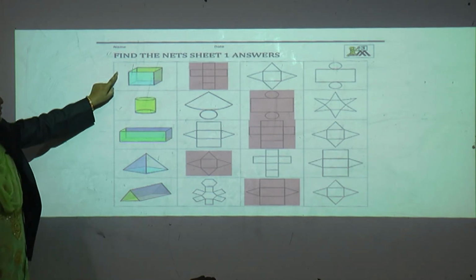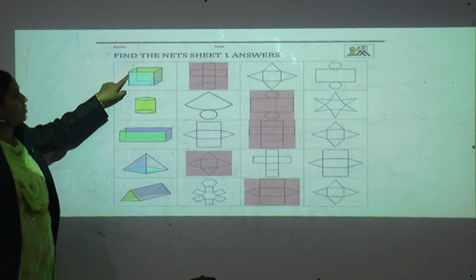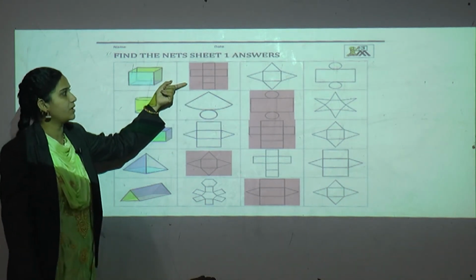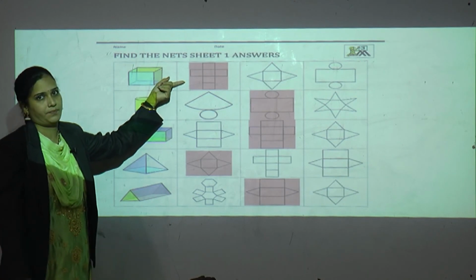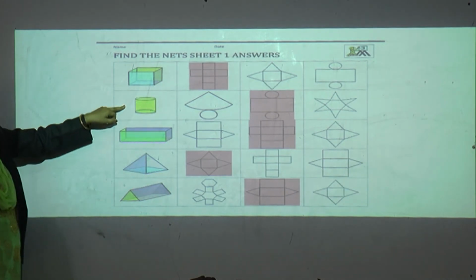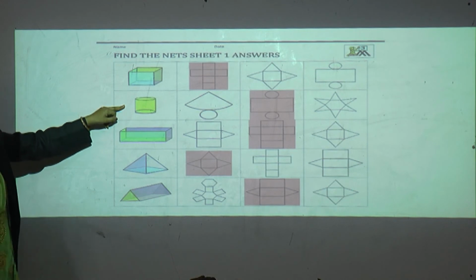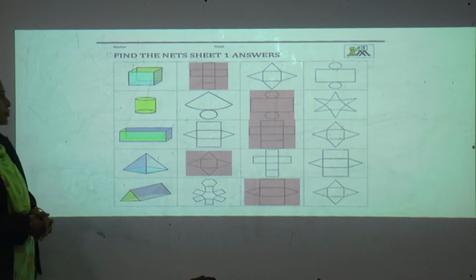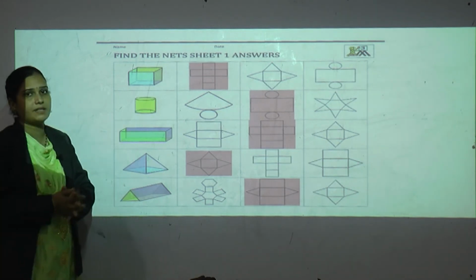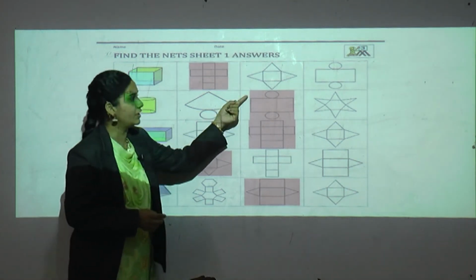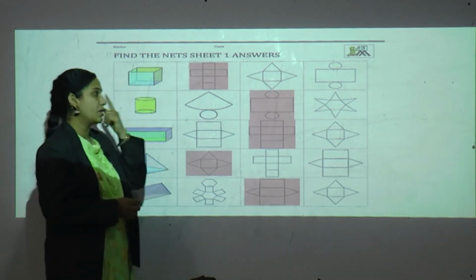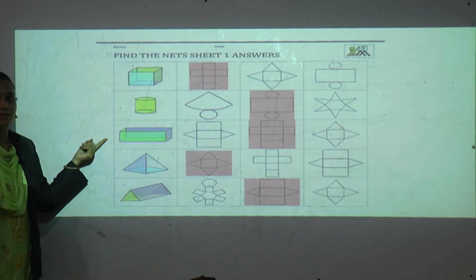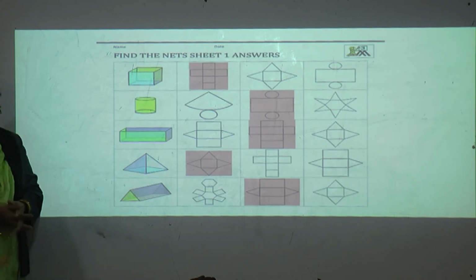See this one, a cube, isn't it? When we unfold the cube, the figure will look like this. That is called a net. Okay, which type of shape is this? Yes, this is a cylinder. If we unfold this cylinder, we will get a figure like this. This one, tell me the name. Yes, this is a cuboid.